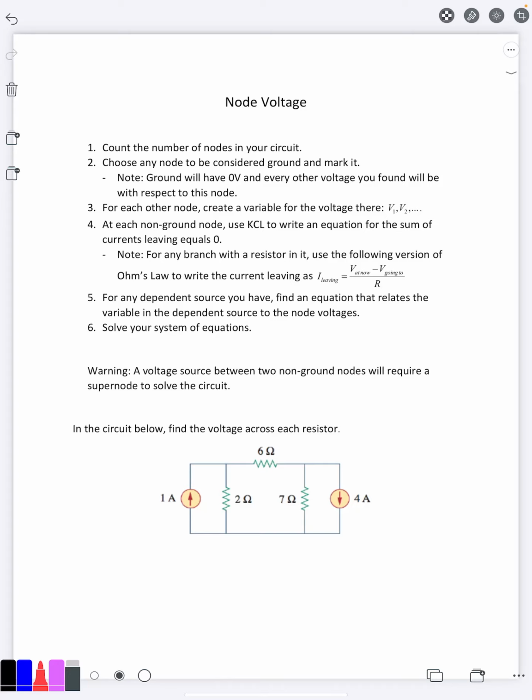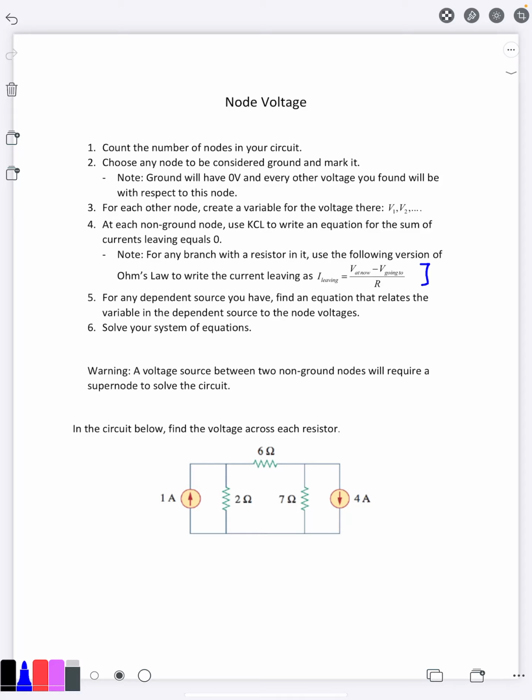Once you've chosen your ground node, for every other node you're going to create a variable for the voltage there. And again, that voltage is relative to the node you chose as ground. We usually label these V1, V2, and so on. Then, for each node other than ground, you're going to use Kirchhoff's current law to write an equation for the sum of currents leaving equals 0. And we will use the version of Ohm's law that says the current leaving is equal to the voltage where you're at now minus the voltage where you're going to, divided by R.